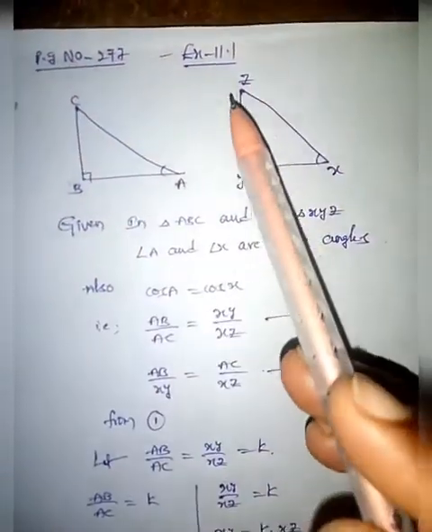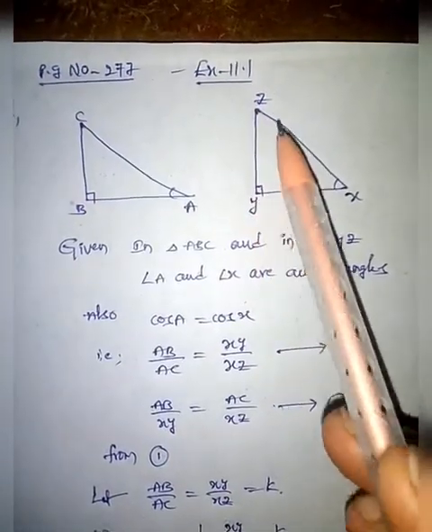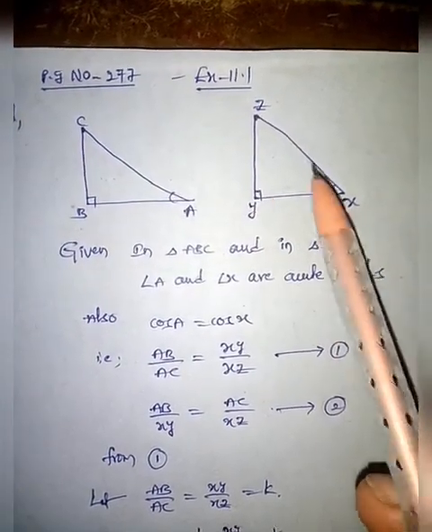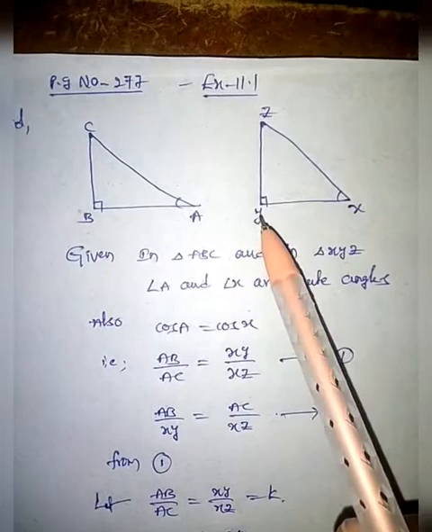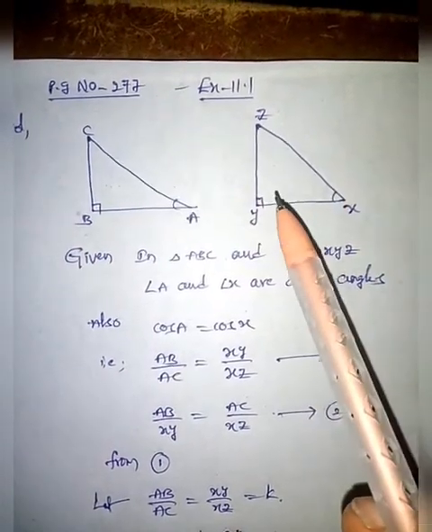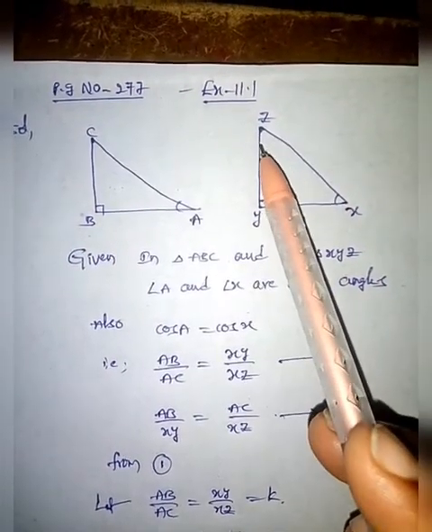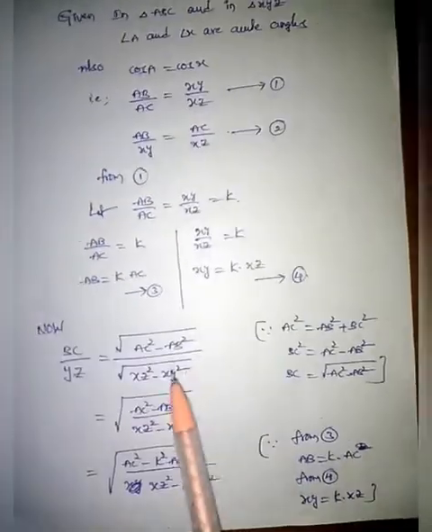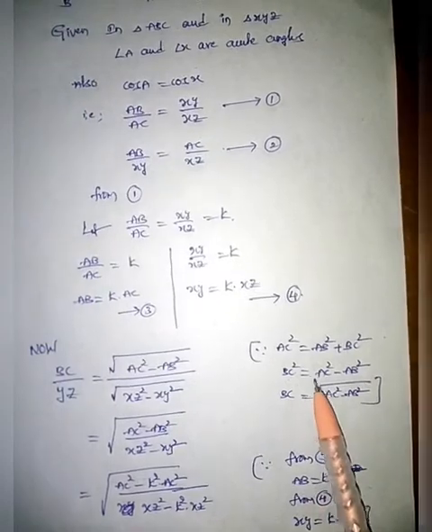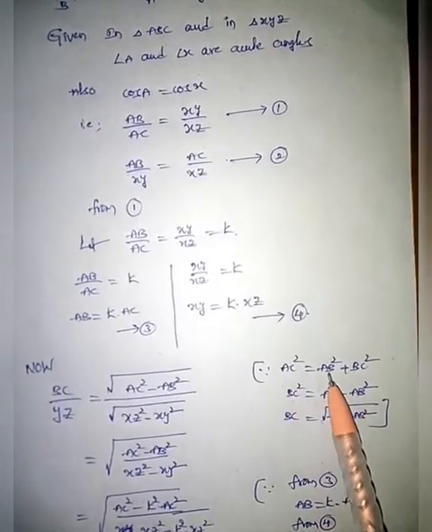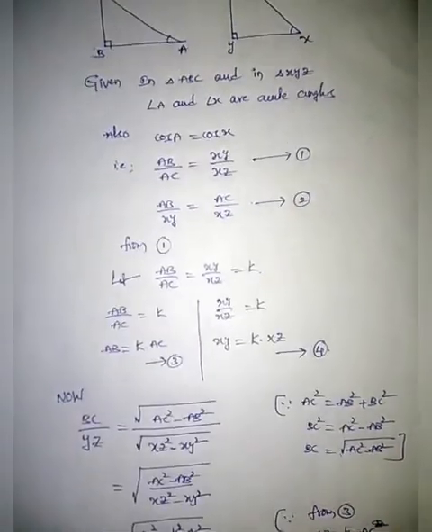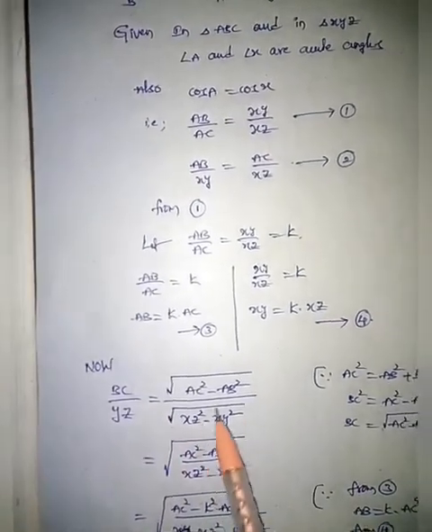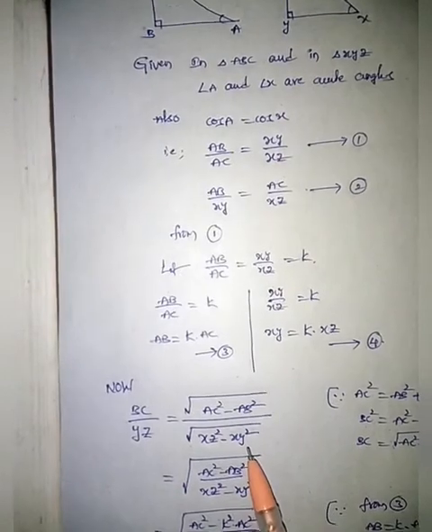Similarly here, YZ equals the square root of hypotenuse square minus side square. We need only YZ, so YZ equals square root of XZ square minus XY square. The second one follows the same method. I wrote the first case only; if you want, you can write the second case also, that is YZ equals square root of XZ square minus XY square.